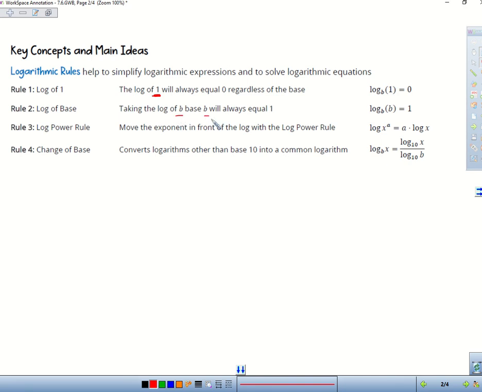Next, if you take the log of the base, the answer is always 1. So if you have log base 3 of 3, it's going to be 1. If you have log base m of m, it's going to be 1. So it's always going to be 1.